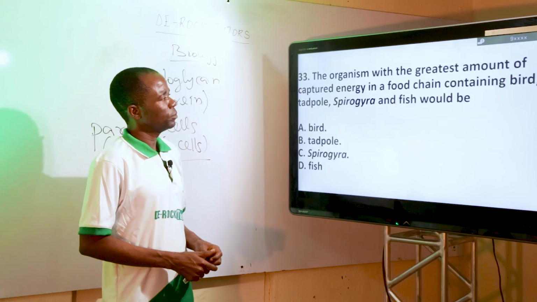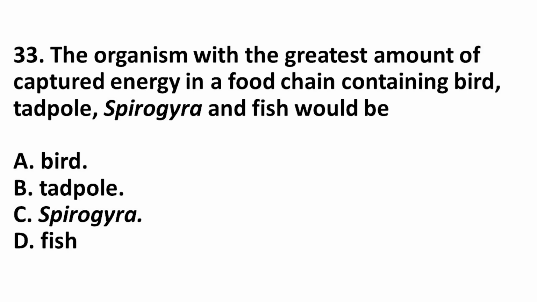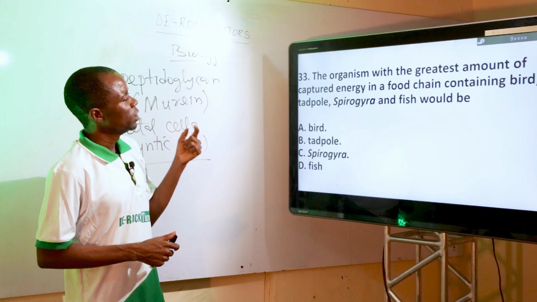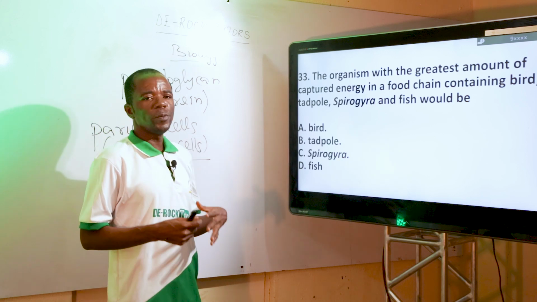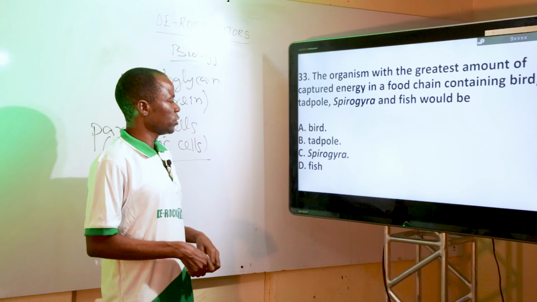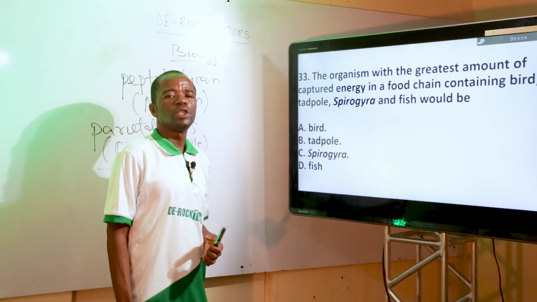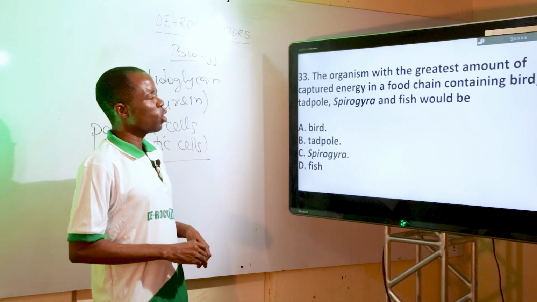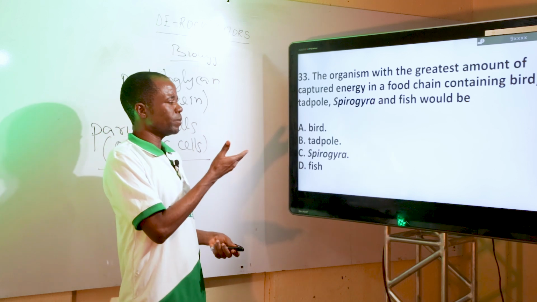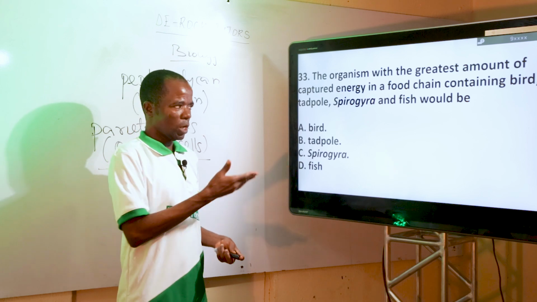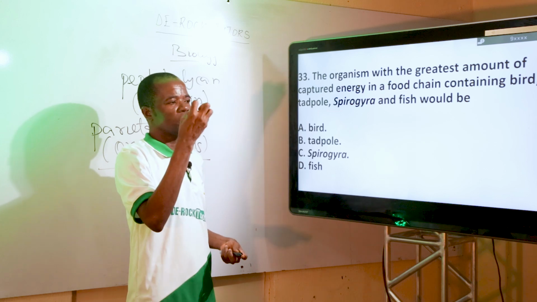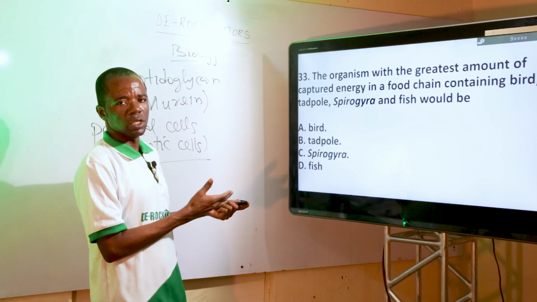Let's go to number 33. The organism with the greatest amount of captured energy in a food chain containing a bird, tadpole, spirogyra, and fish will be dash. The correct answer for this is spirogyra. Spirogyra will actually have the highest amount of captured energy. Don't forget that spirogyra contains chloroplast. Because of that, it exhibits autotrophic nutrition. It can trap energy from the sun to manufacture its own food.